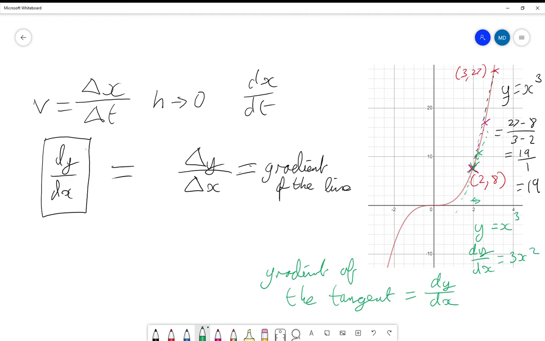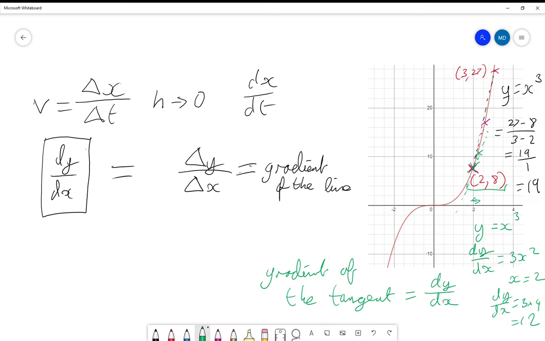And if I plug in the x, and we know that at the point 2, 8, our x value is equal to 2. If I plug that in, I get dy by dx is equal to 3 times 4, which is 12. And obviously not exactly the same as 19, but actually not too far off 19 in terms of gradients. Although 19 is a much larger number, in terms of angle of a gradient, it doesn't make a huge difference, the difference between 19 and 12.